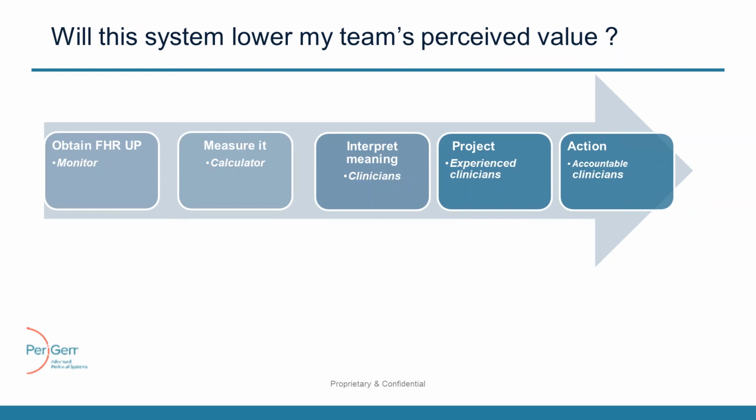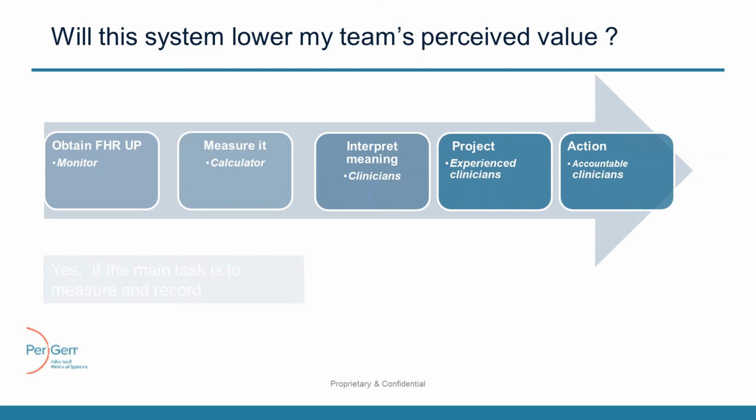And the next step is to project. What will happen if this pattern persists? How long will be the labor? How long will my baby tolerate this? And finally, of course, what should I do? And it's only the final step, of course, that actually affects outcome directly, but it is dependent upon all of the other steps. So, in answer to the question, will this system lower my team's perceived value in this process?